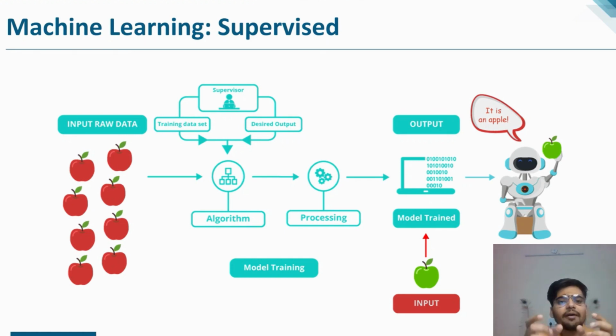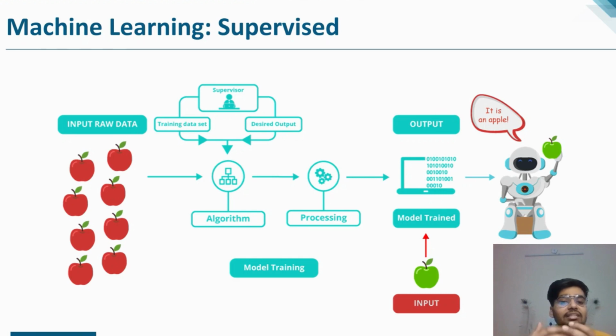and from that labeled data set we make a predictive model that says this is an apple or this is not an apple. After making that model, we give it an input, like an apple, and it tells us that it is an apple or it is not an apple. So in supervised learning there is a supervisor. That's why we call it supervised learning, like a teacher who teaches us.